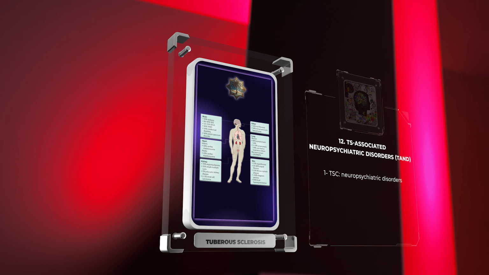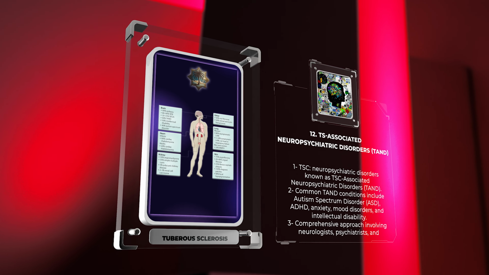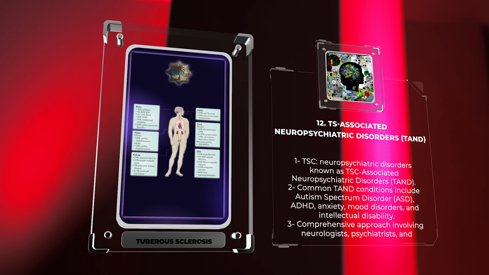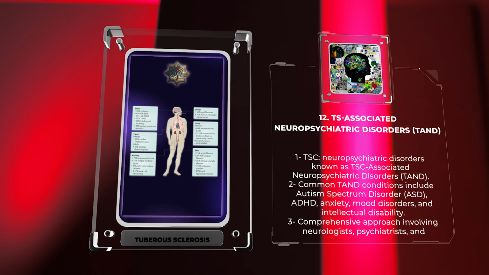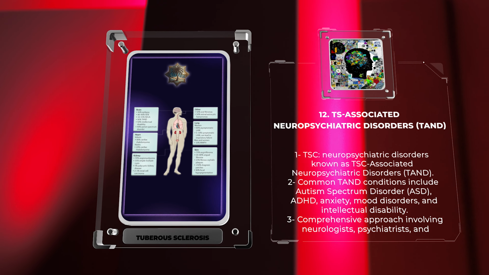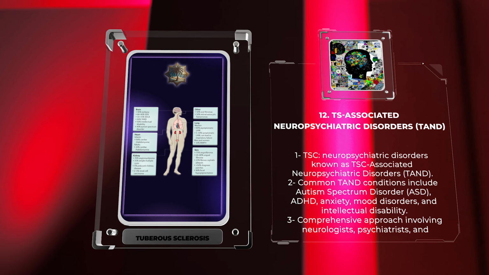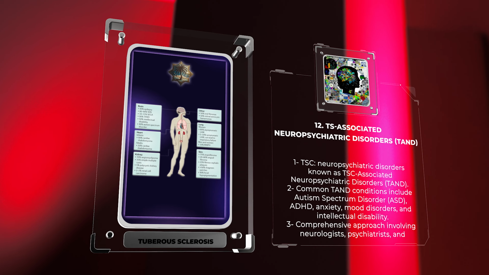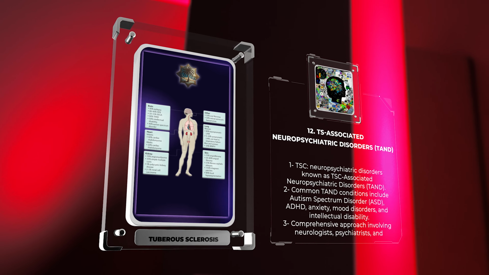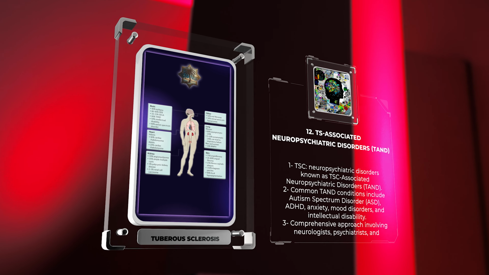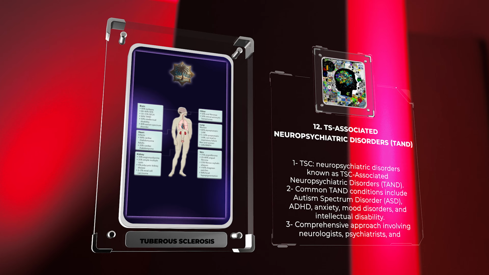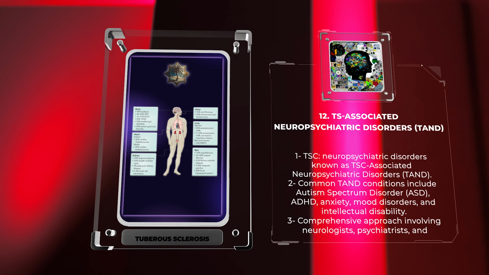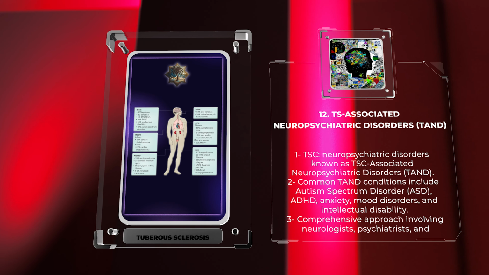Tuberous sclerosis complex, TSC, is a condition that affects the brain and other organs, leading to various neuropsychiatric disorders collectively known as TSC-associated neuropsychiatric disorders, TAND. Some common TAND conditions include autism spectrum disorder, ASD, attention deficit hyperactivity disorder, ADHD, anxiety, mood disorders, and intellectual disability. These conditions require a comprehensive approach involving neurologists, psychiatrists, and behavioral therapists to effectively manage the complex neuropsychiatric symptoms associated with TSC.